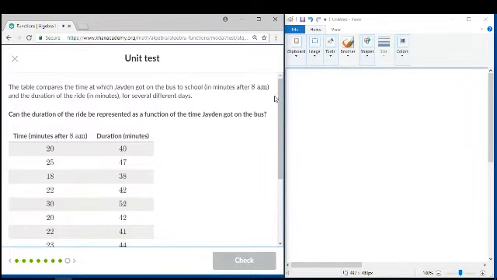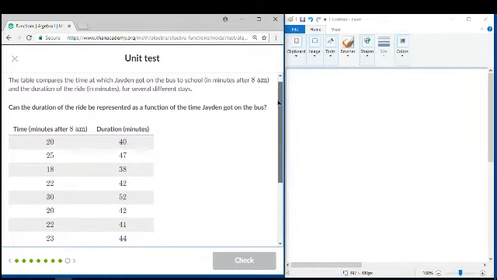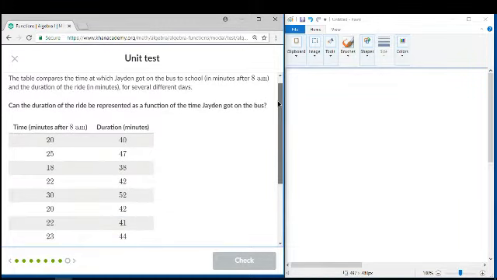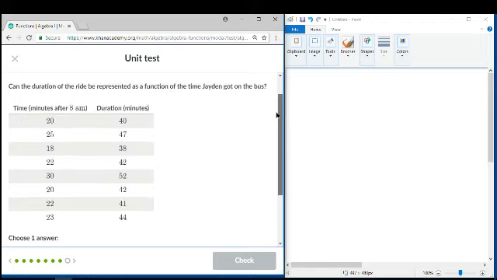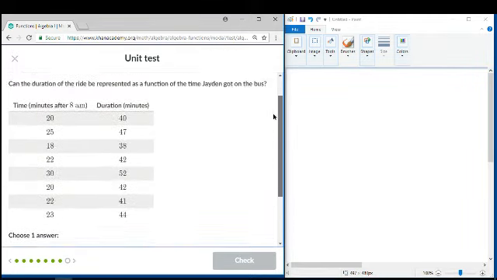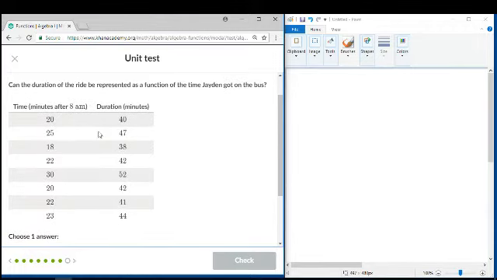The table compares the time at which Jaden got on the bus to school in minutes after 8 a.m. and the duration of the ride in minutes for several different days. Can the duration of the ride be represented as a function of the time Jaden got on the bus? So we make sure each input doesn't appear twice. 20, 25, 18, 22, 30, 20.